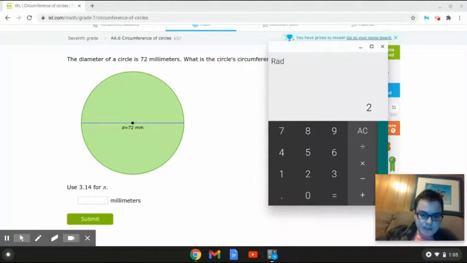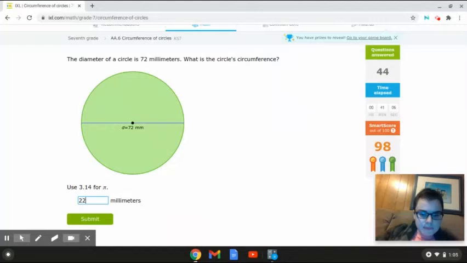So we're going to take 2 times 3.14, which will give us 6.28. And then we multiply that by our radius, which is 36. Okay. Give us 226.8. So the circumference for this circle is 226.8 millimeters. And that is how to solve this problem. So I'm going to be doing one more with you guys.